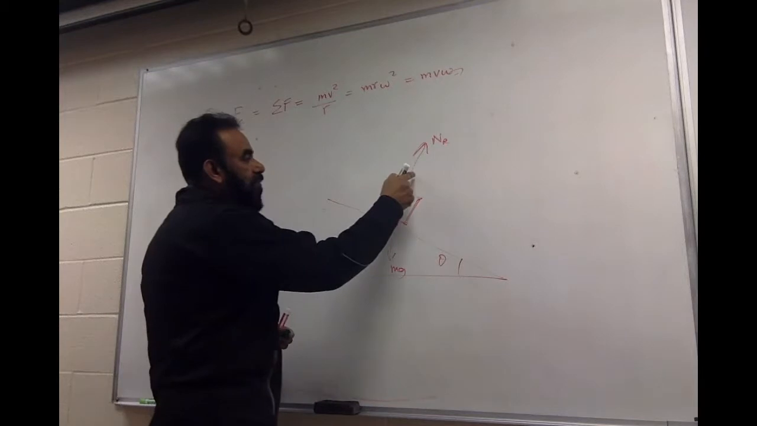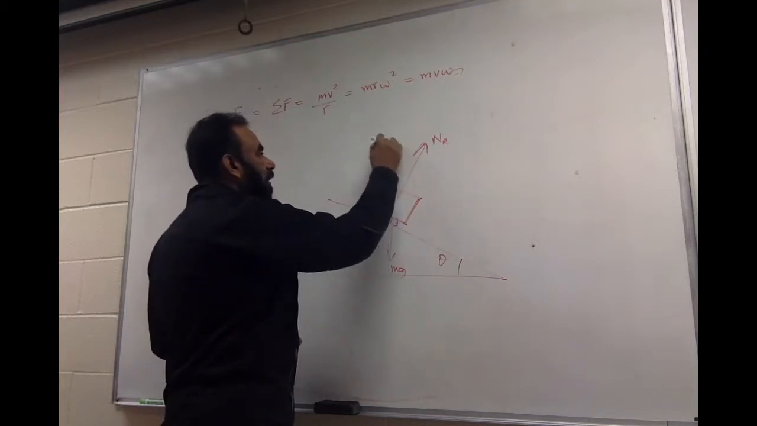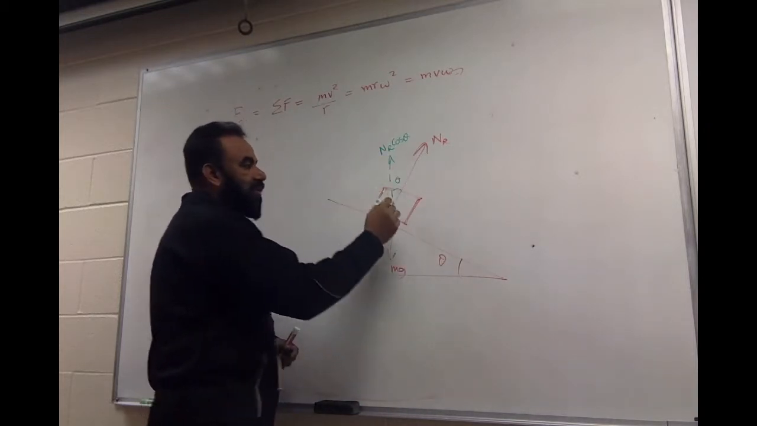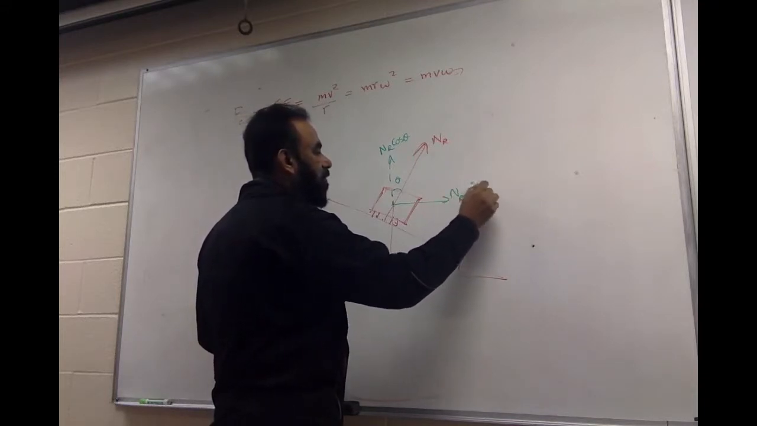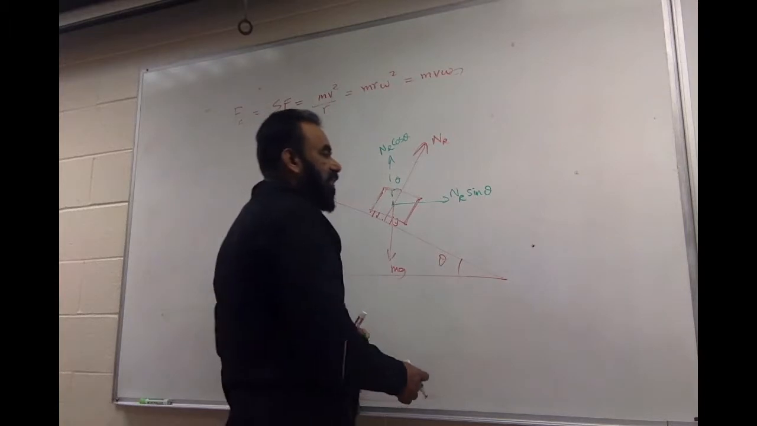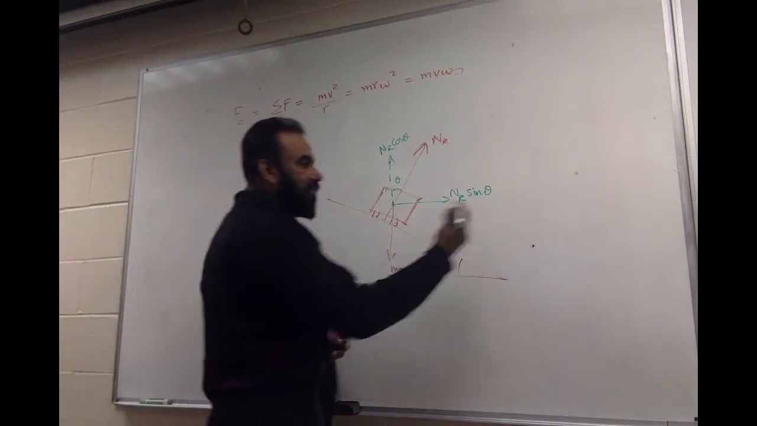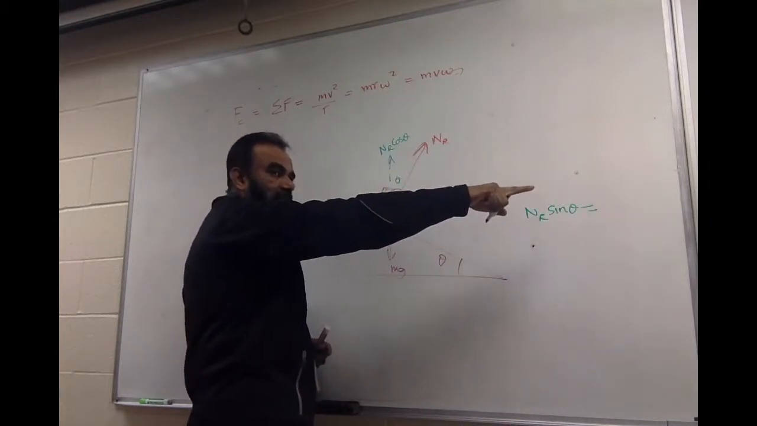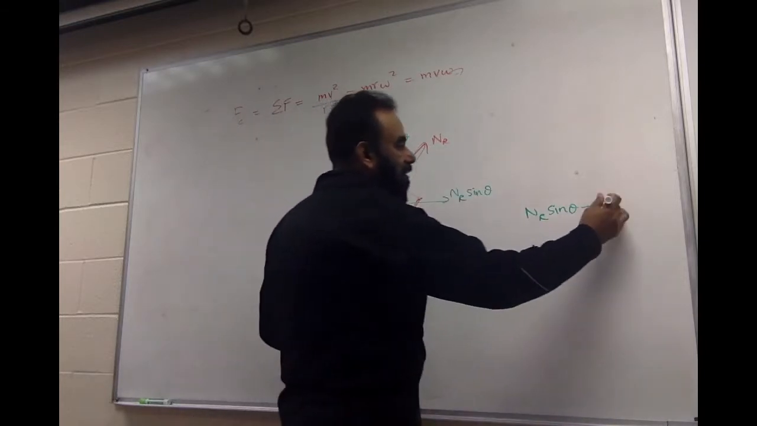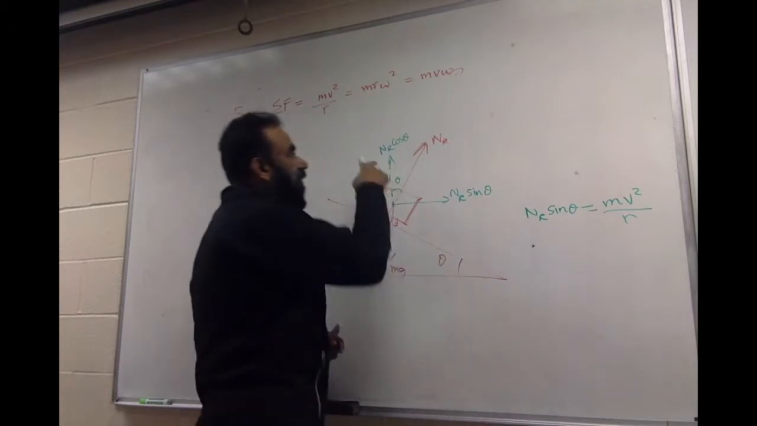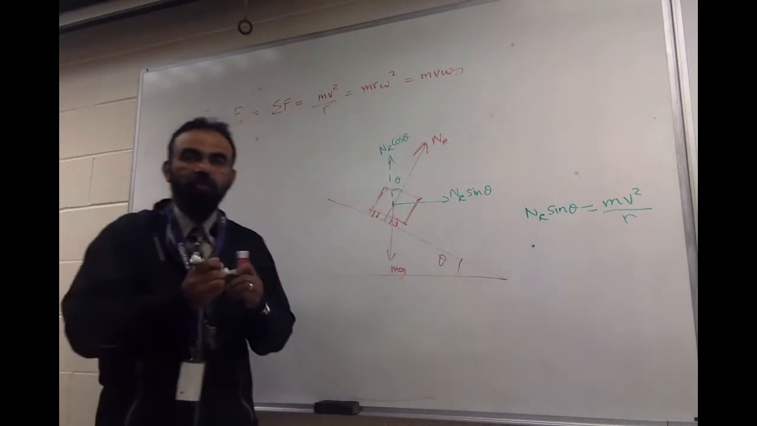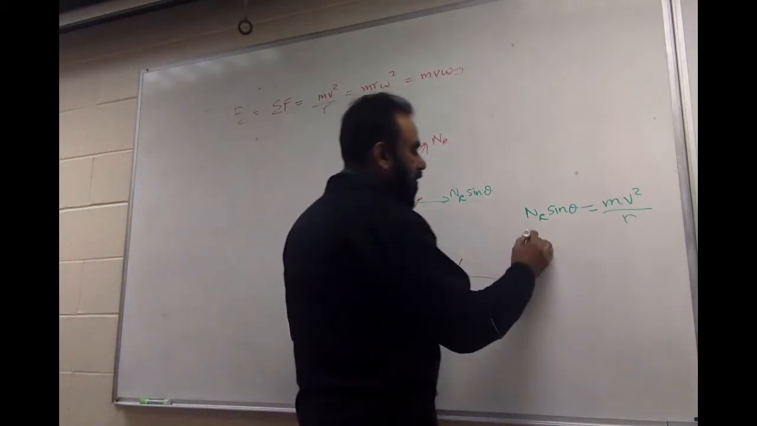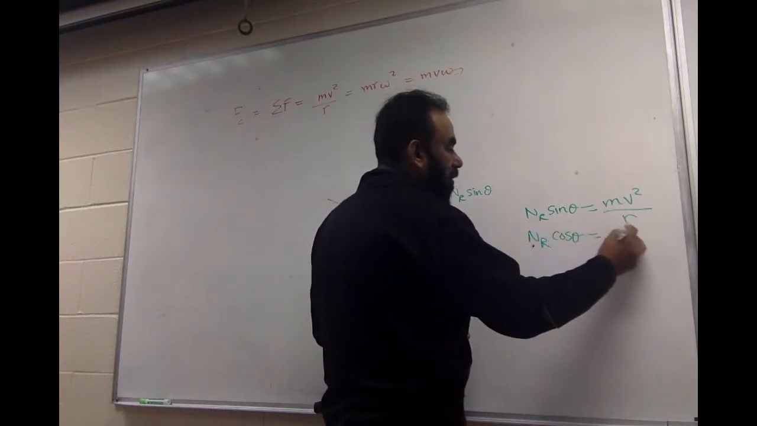So what we do now is resolve this normal reaction into two components. One is NR cosine theta, because that is angle theta, and this is NR sine theta. Just as we did for the conical pendulum, NR sine theta is what provides the centripetal force towards the center of the track, and that is the centripetal force, mv squared over r. And NR cosine theta balances the weight of the car, because the car needs to not slide downwards or go upwards. So these two have to be equal and opposite.